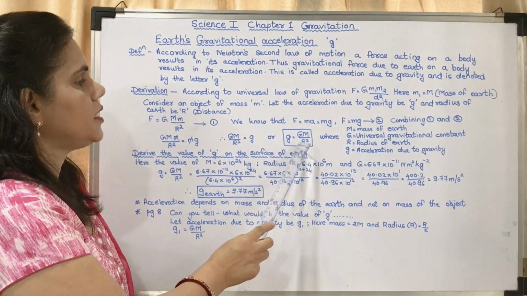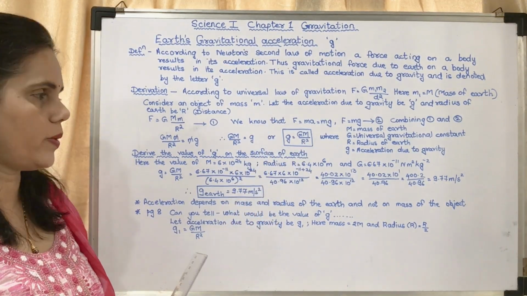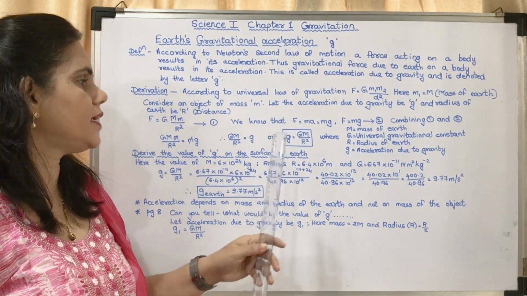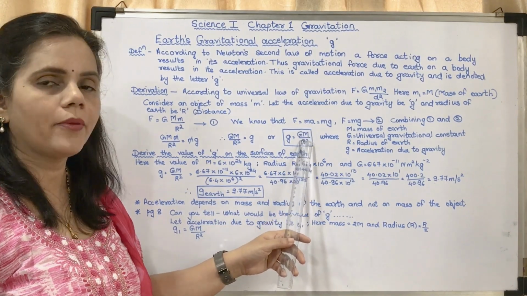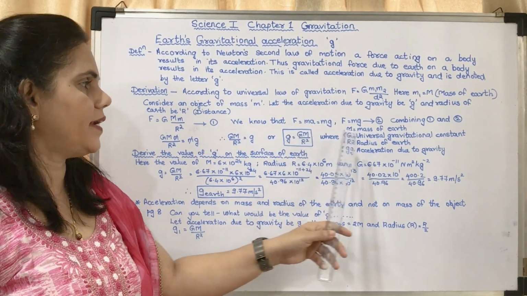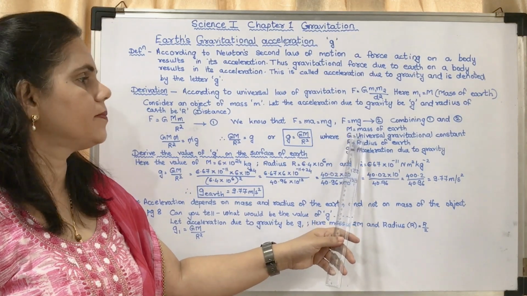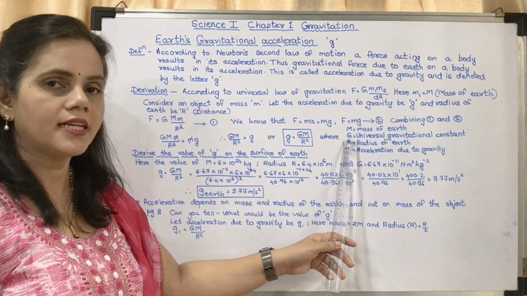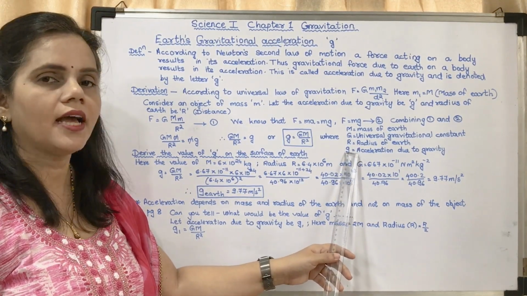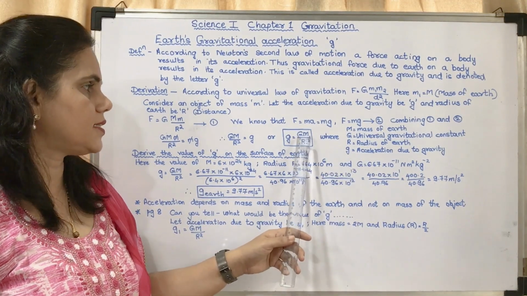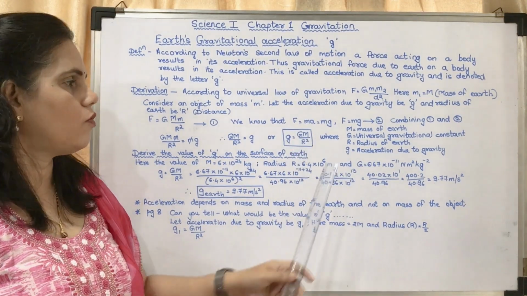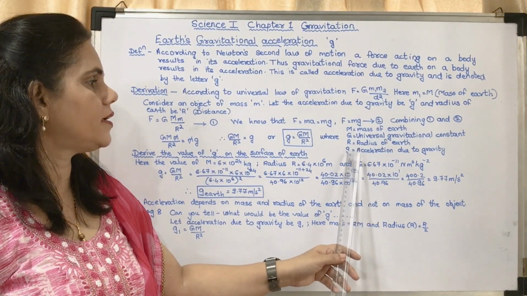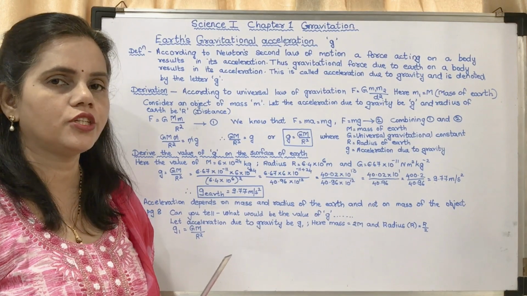That is, g is equal to G M upon r square. So here we have derived the equation for acceleration due to gravity, that is g is equal to G M upon r square, where M is the mass of the earth, G is the universal gravitational constant, r is the radius of the earth, and g is acceleration due to gravity. This is capital G and this is small g. What is capital G? It is the universal gravitational constant, and what is small g? It is acceleration due to gravity.